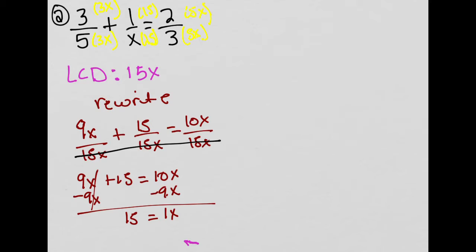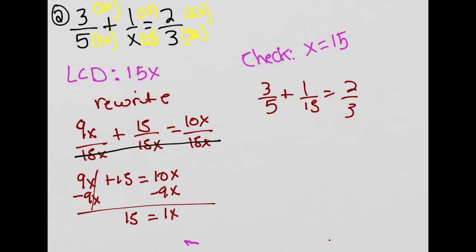Now, because we have a variable in the denominator, we need to check to see if x equals 15 is good, meaning if it's a valid solution. If I substitute 15 for x in the denominator, does it make it equal to 0? And it does not, because it's 15, that's just a number. But it's something you have to check. You always want to check, okay? So it would have looked like this. Well, this is not 0, so we're good. All right.